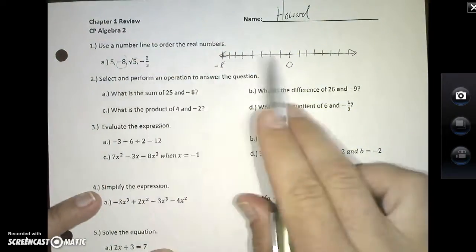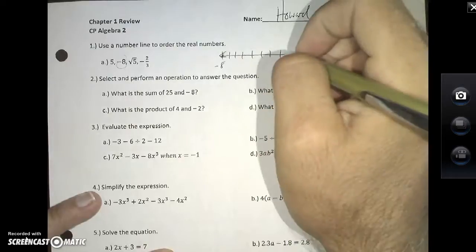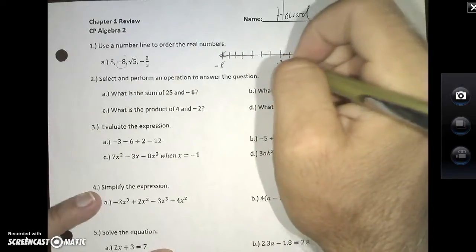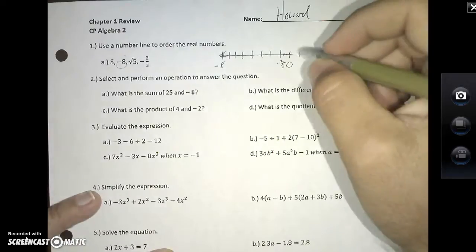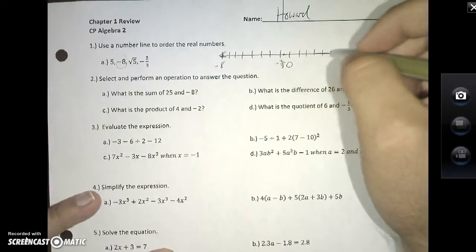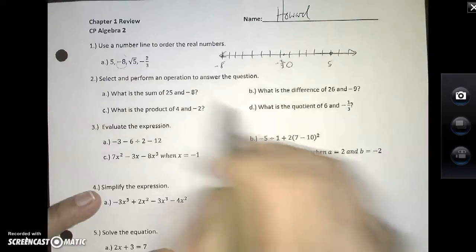-2/3 is greater than -1, so it's going to be roughly right around here. Okay, 5 is obviously over here. 1, 2, 3, 4, 5. Good. Now, square root of 5.